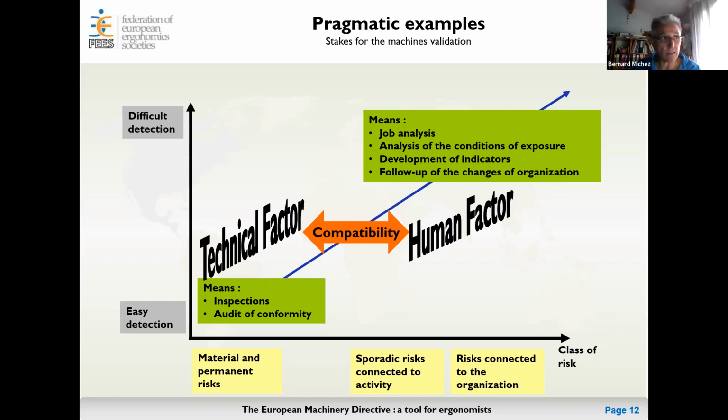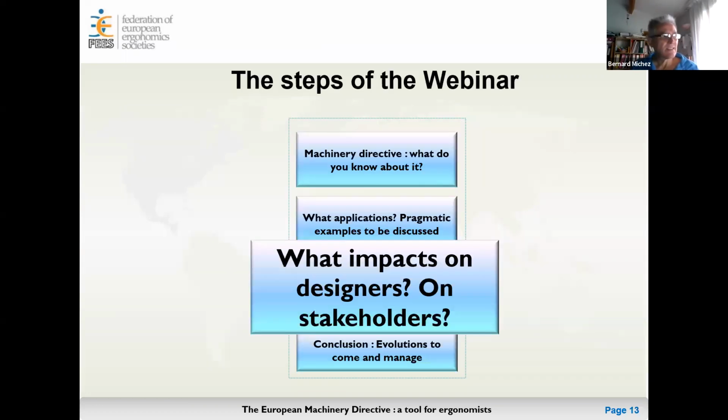And this is what the Machinery Directive tells us. The machines have to be adapted to human functioning. What are the impacts on the designers and on the stakeholders? Designers are on the side of the manufacturers most of the time. Stakeholders are most of the time on the side of owners, the people that buy the machines.